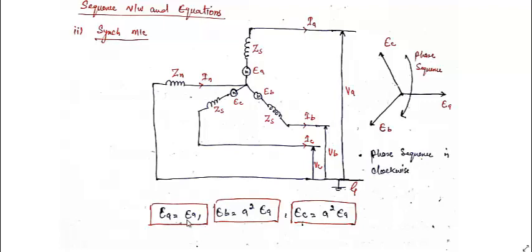So we can write EA simply the same as EA. EB is A square EA. That is, when we give a rotation of 240 degrees to EA, we get EB. And EC should be A times EA; you can change it, it should not be A square. So with this, we know that this A operator is 1 angle 120 degrees, and these are the three-phase balanced voltages which are generated by the generator.